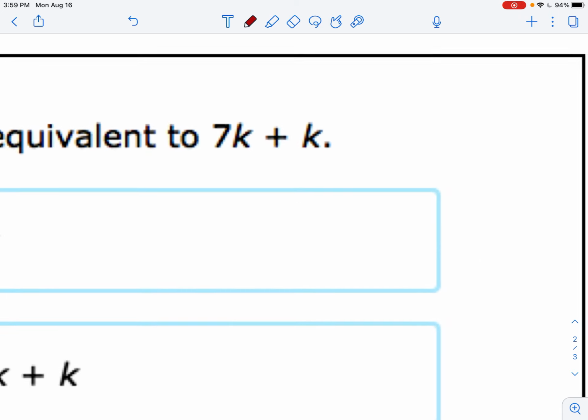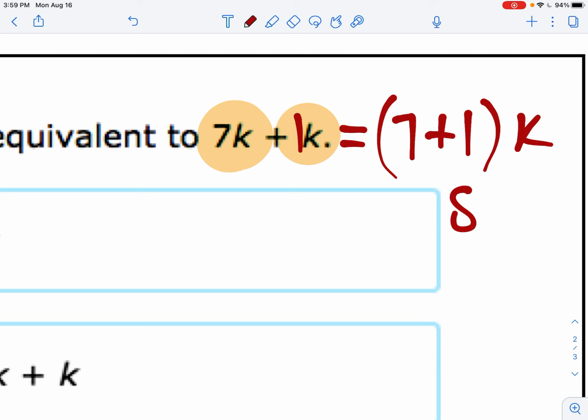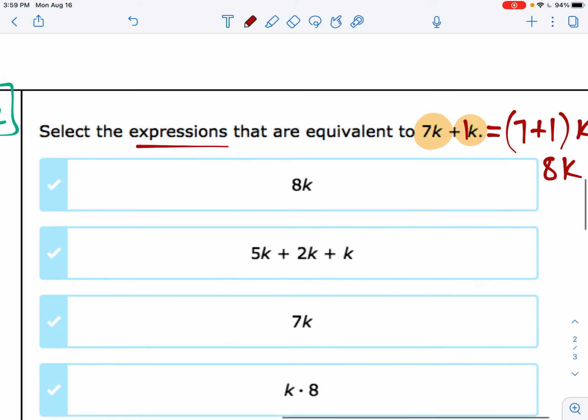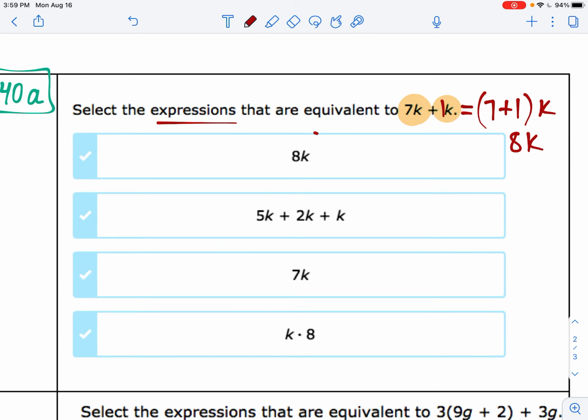So I'm going to go up here to my problem, 7k plus k, and evaluate. Looks like here there's no distribution. I'm going to go ahead and combine like terms. So I have 7k and k. Those are very clearly like terms, right? Both of them have a k. I know that there's an invisible 1 here, a coefficient of 1. So 7 plus 1 gives me what? 8. So I'm left with 8k. All right, so one thing off the bat that I know is 8k is equivalent, right? Because all I did here was simplify.